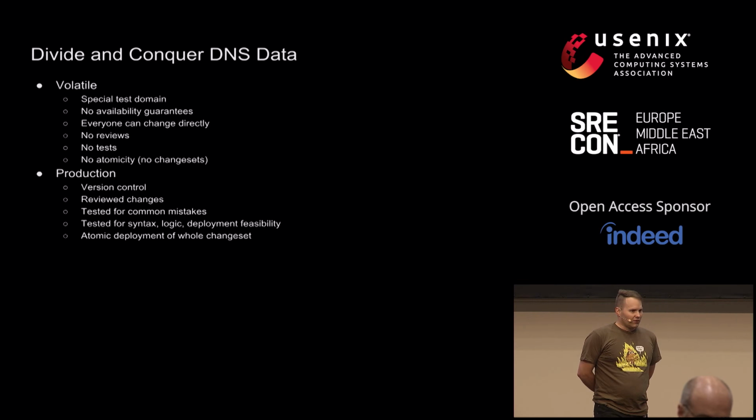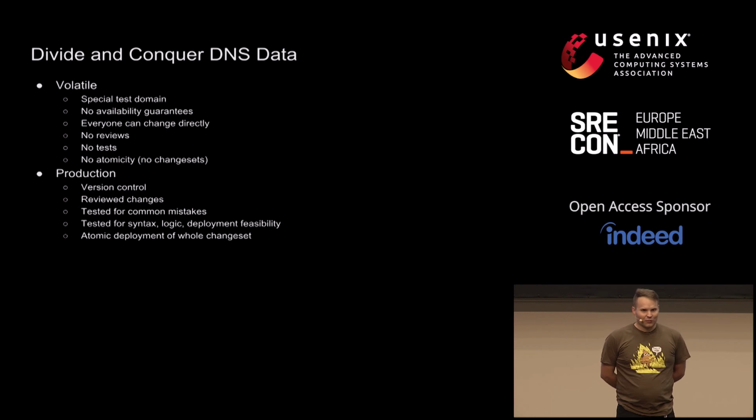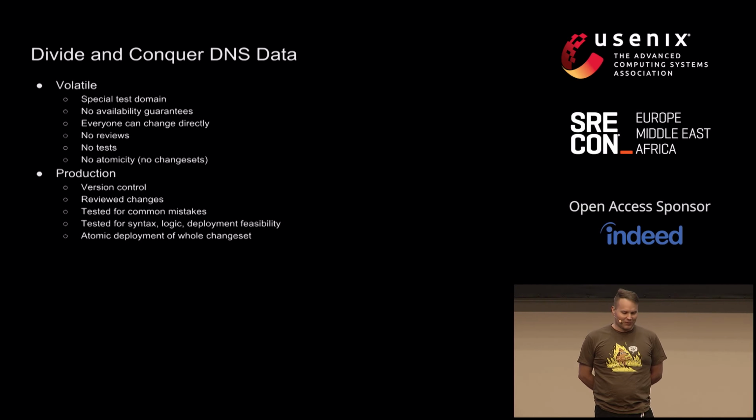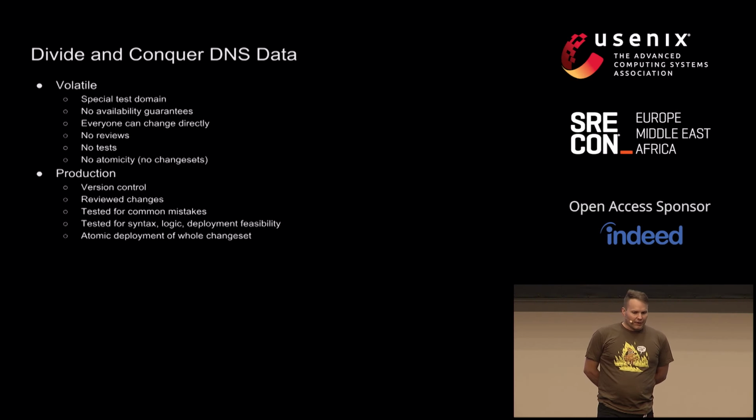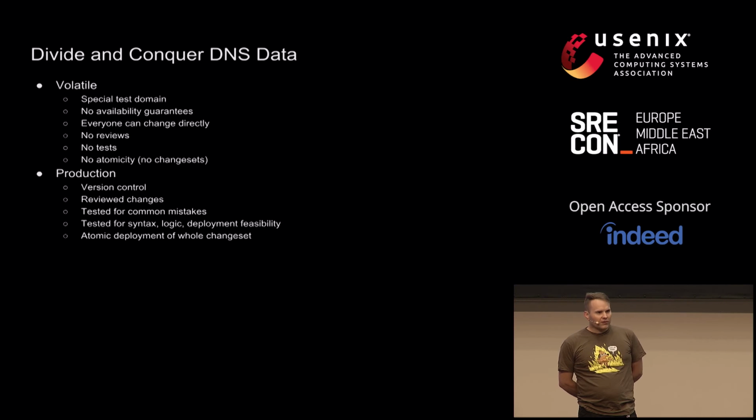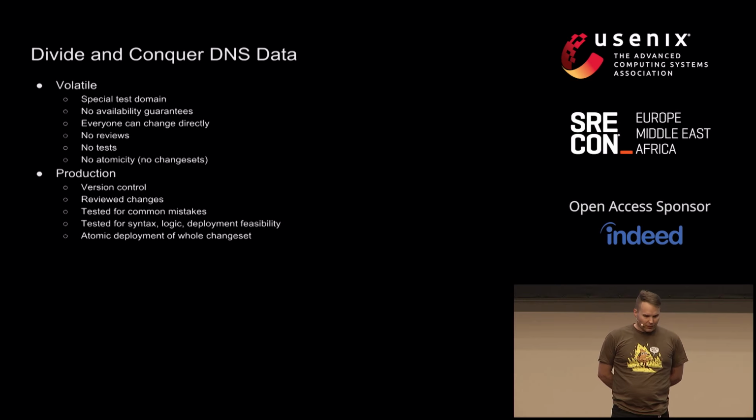What do you do when you can't win a war? You look at what all strategists did, divide and conquer. I think it was Caesar, but I don't know exactly. So we looked at all our DNS data and found out there is some data that is very volatile, and that is what was changing all the time. And then we have some data that is kind of stable and not really changing all the time. And I chose the name volatile and production here for the categories, but it could be any other name.